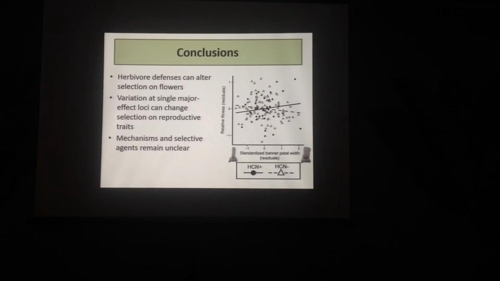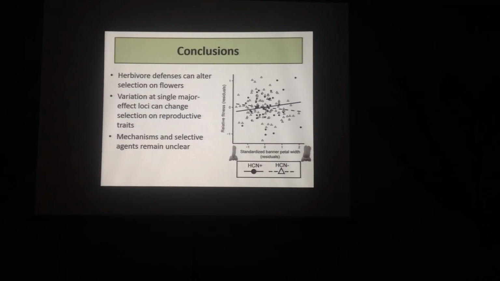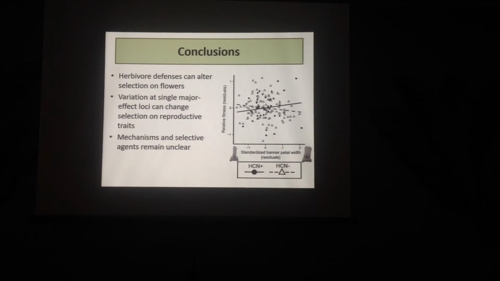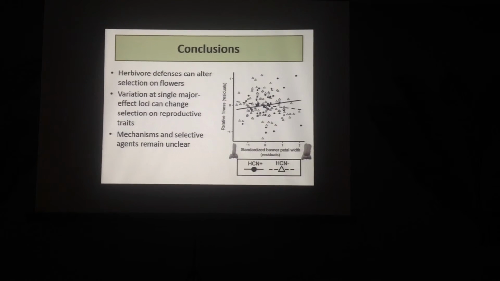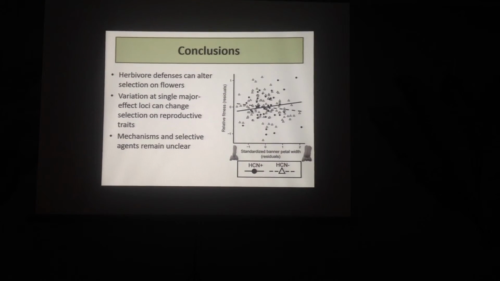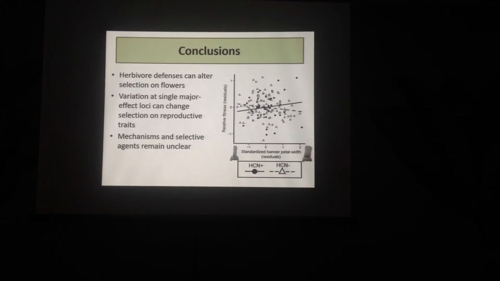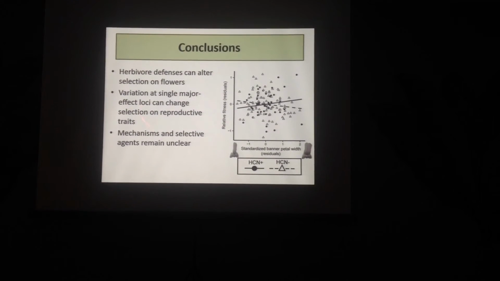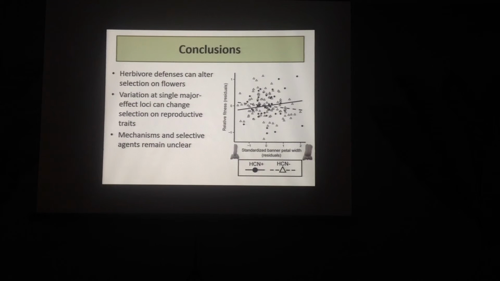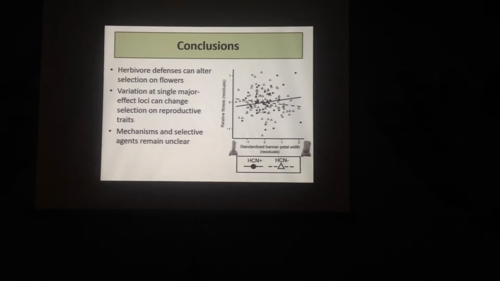Okay, so to sum up, we found that herbivore defenses can significantly alter selection on flowers, and maybe more broadly, variation at these single major effect loci involved in defense can really change the way that selection is acting on flowers, because these two groups really only differ at one or two loci. But there's still a lot of speculation happening, and we don't exactly know what's going on.